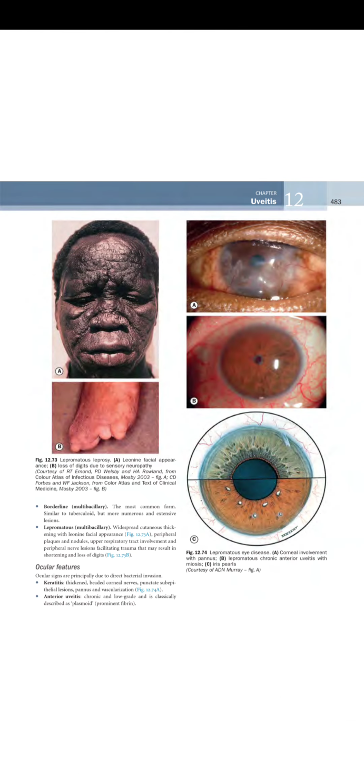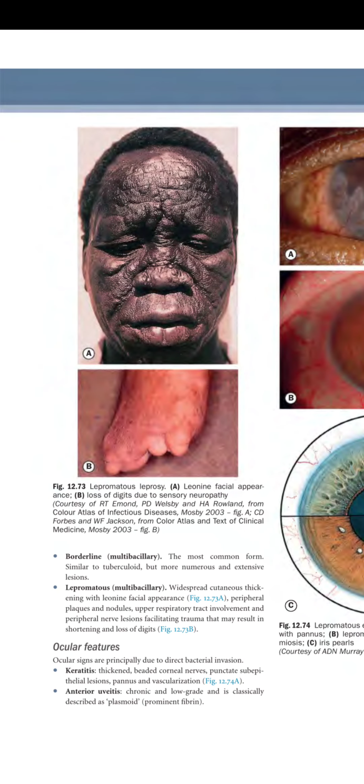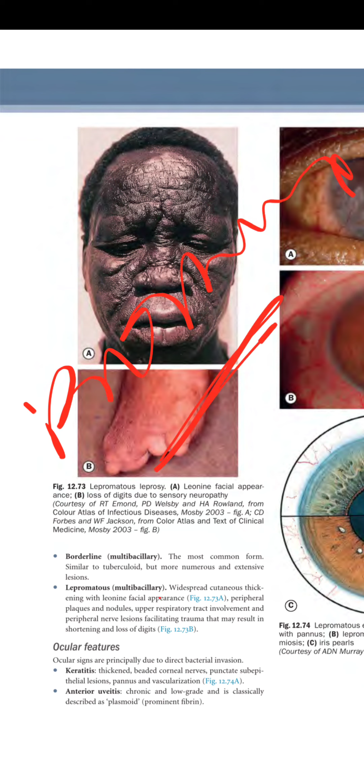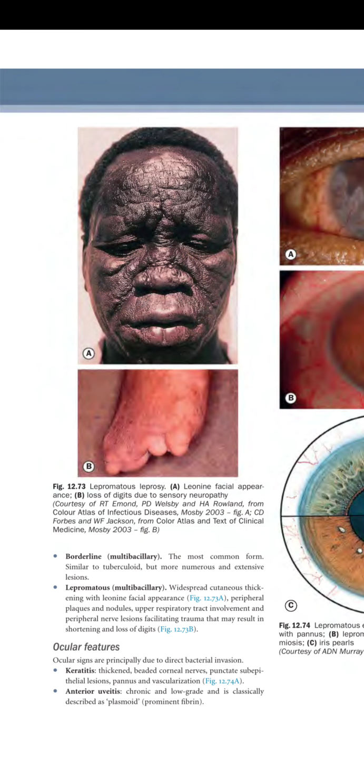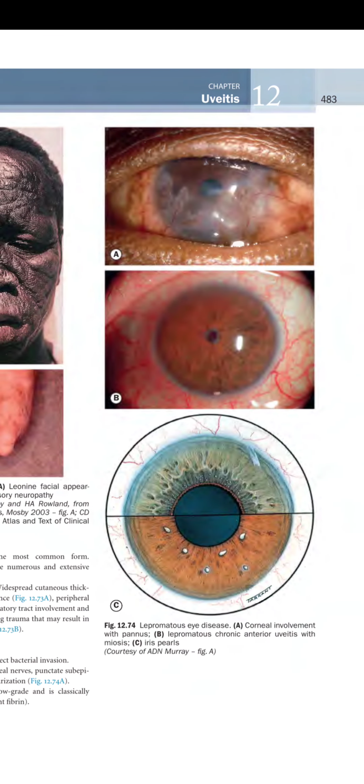Next is ocular features in the case of leprosy. Ocular signs are particularly due to direct bacterial infection: keratitis, thickened beaded corneal nerves, punctate subepithelial lesions, pannus, and vascularization. So prominent corneal nerve is also a feature of leprosy. There can be subepithelial punctate lesions, and there can be pannus and vascularization. In this figure, A is showing corneal involvement with pannus, B is showing lepromatous chronic anterior uveitis with miosis, and C is showing iris pearls.